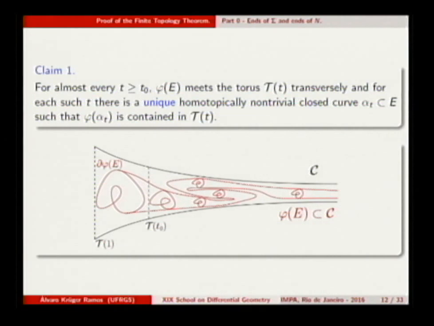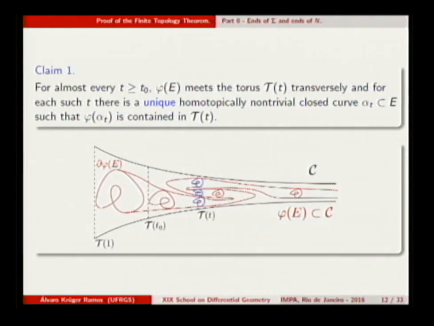Now the actual first claim here is to show that for almost every t, the intersection of the end with this torus is transverse, and there is a unique homotopically non-trivial closed curve contained in this torus here. For instance, this picture here with two homotopically non-trivial closed curves in the same torus cannot happen. That it is transverse for almost every t follows directly from Sard's theorem.